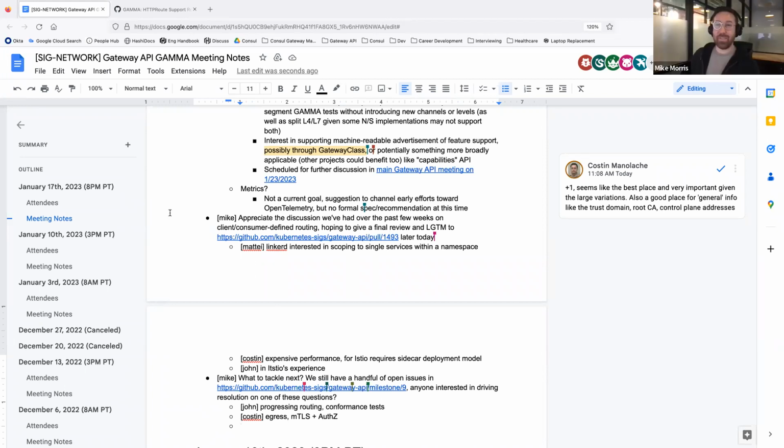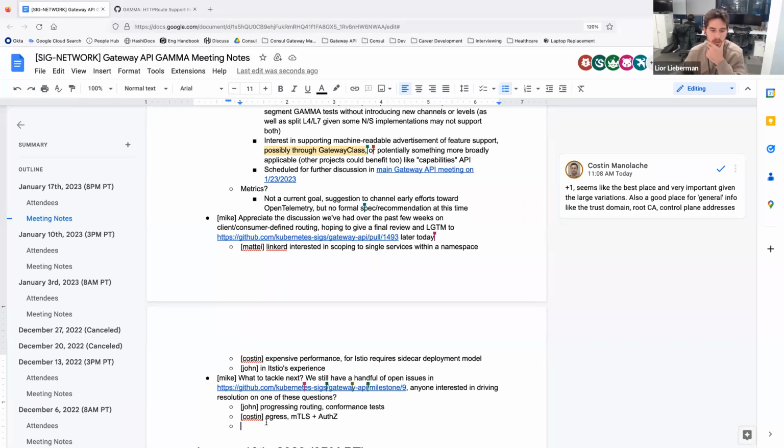I don't think we have a specific date deadline yet, but I know that the hope is to get this into a state where it is ready enough for API to pass API review as part of the Gateway API 0.7.0 release, whenever that gets scheduled for.